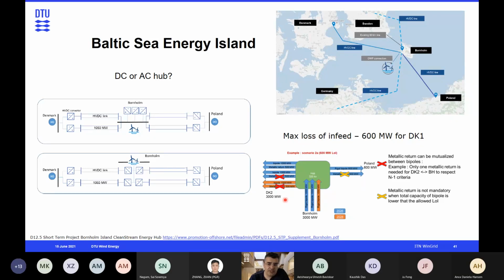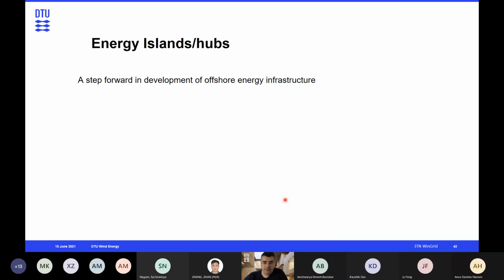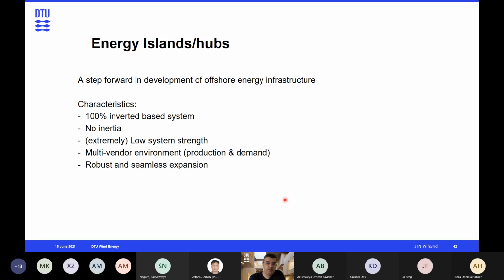These projects are one of a kind, and they are unique, and they're going to be the first of their kind in the world when they are built. But still, very exciting developments, I think, for offshore grids. And then finally, if we think about the energy islands or hubs, as you want to call them, because the Bornholm one can be a hub, not necessarily an artificial island, they are, I think, a big step forward in the development of offshore energy infrastructure.